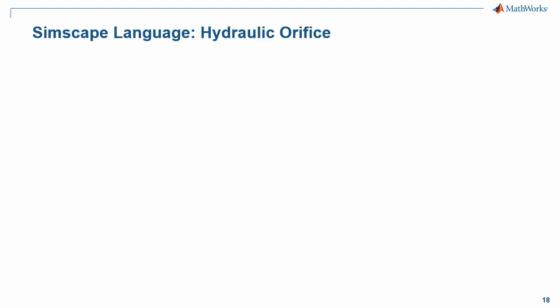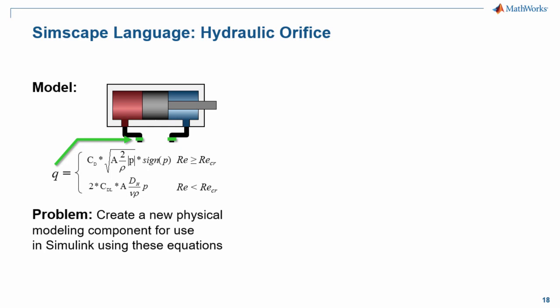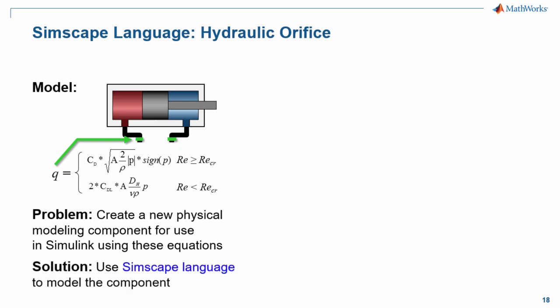In this demonstration, we're going to see how we can use Simscape language to define a custom hydraulic component. We are modeling a hydraulic actuation system. We would like to use custom equations to define the relationship between flow rate and pressure at the entrance to each of the hydraulic chambers in our hydraulic actuator. To do this within the Simulink environment, we will use Simscape language.